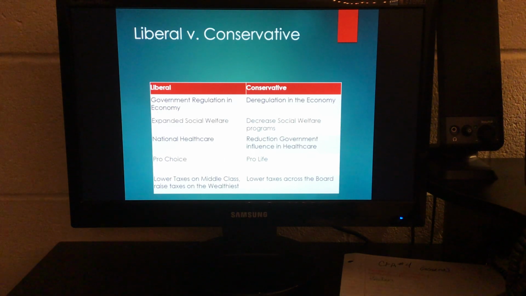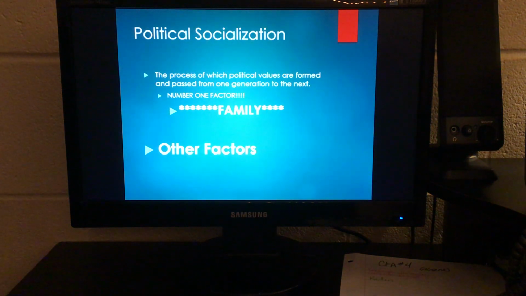All right, so, political socialization. I would maybe write this down somewhere on your notes there at the top of the socialization sheet, just so that you have the definition on here: the process by which political values are formed and passed from one generation to the next. And one of the test questions that you might see is that the number one factor is family. That means the number one most influential of the socialization factors tends to be family.